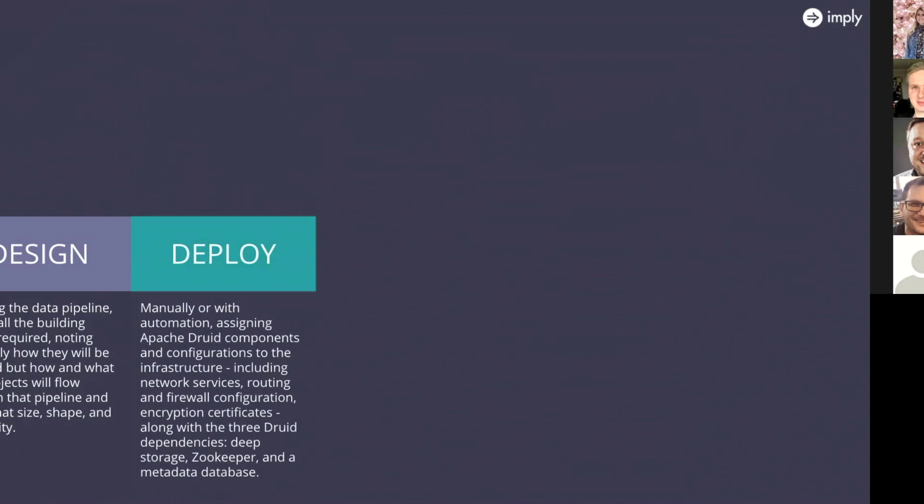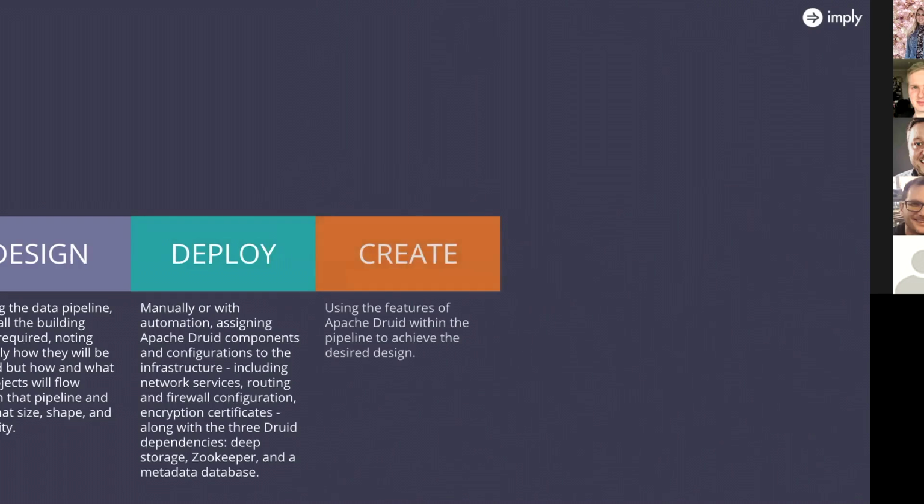Secondly, anything where people have got questions about deployment, whether that's done manually or whether it's done through some kind of automation, how they configure network services, how they do the routing, what the firewall configuration needs to be, how the hell they put encryption certificates onto the different processes, and what the 3 Druid dependencies are: deep storage, zookeeper, and metadatabase. What services should they use for those?